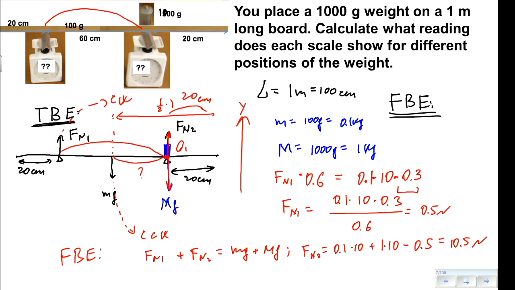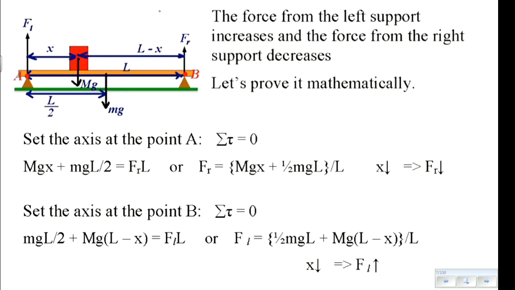Any questions? All right, in general, you can solve this problem algebraically for any possible location. You can see what's going to happen to the forces if you move the weight along the board, left or right.